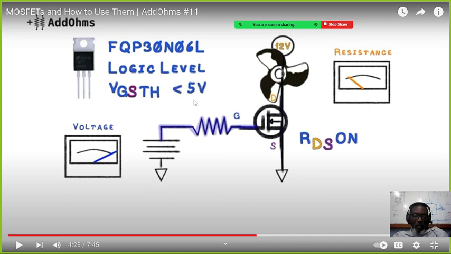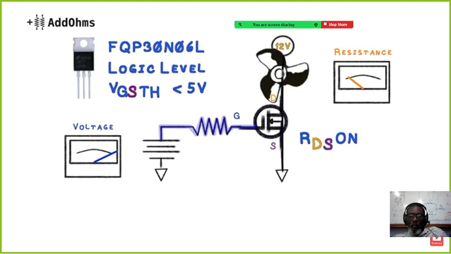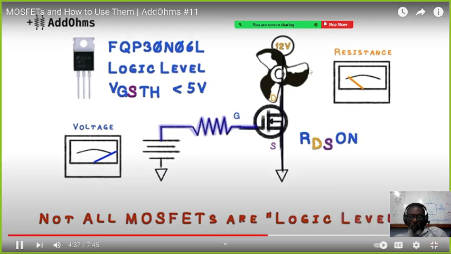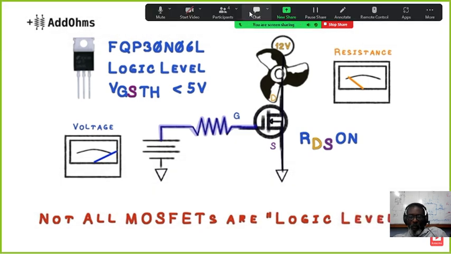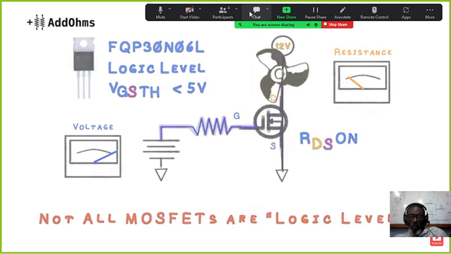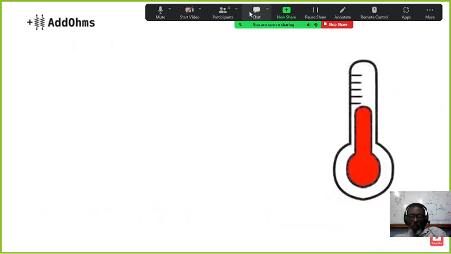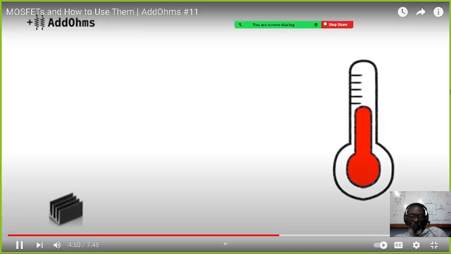In other words, the threshold to turn the MOSFET on is low enough to be used by an Arduino or Raspberry Pi. Not all MOSFETs are logic level compatible, so it is very important to check what the VGS threshold is before using it in your circuit. Since you will probably use a MOSFET in high current applications, it is important to check how hot it is going to get. Here's how we calculate if we need a heatsink or not.